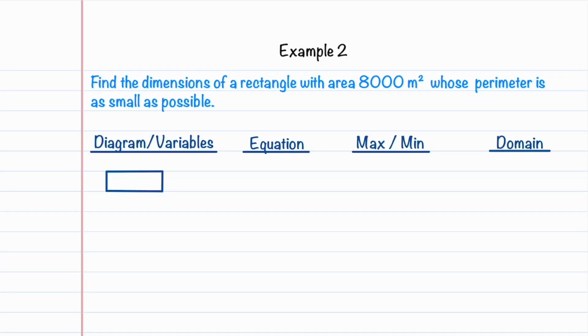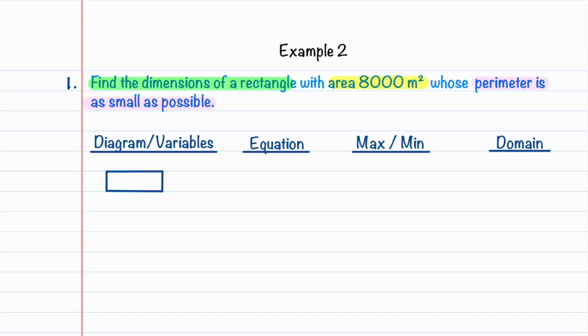In this optimization problem, we're finding the dimensions of a rectangle with a fixed area that has the smallest possible perimeter. The first step in solving this problem is to read through the problem carefully and figure out what information we're given and what we're asked to find. We want to find the dimensions of a rectangle with area 8,000 meters squared, whose perimeter is as small as possible.